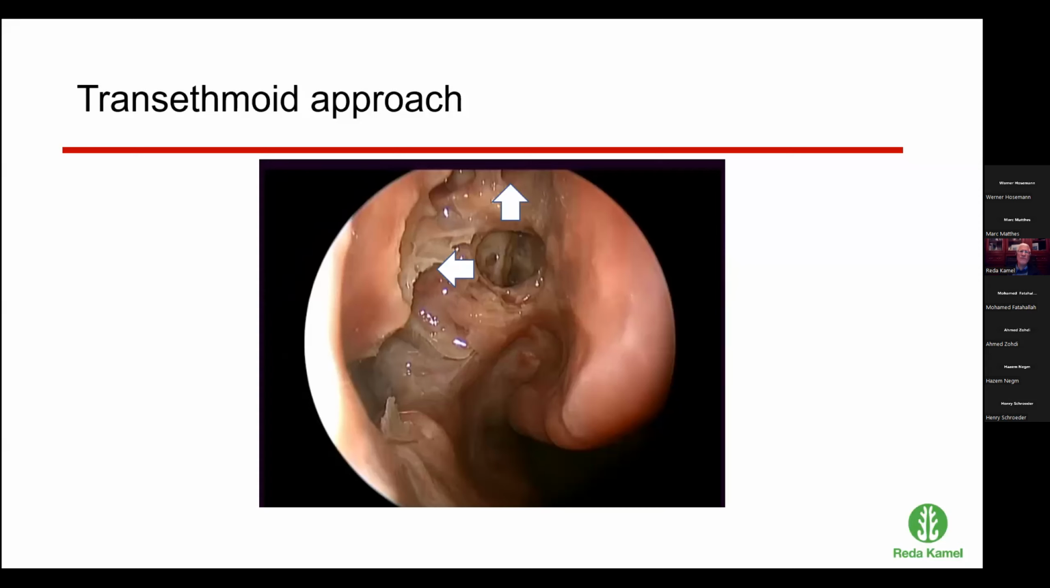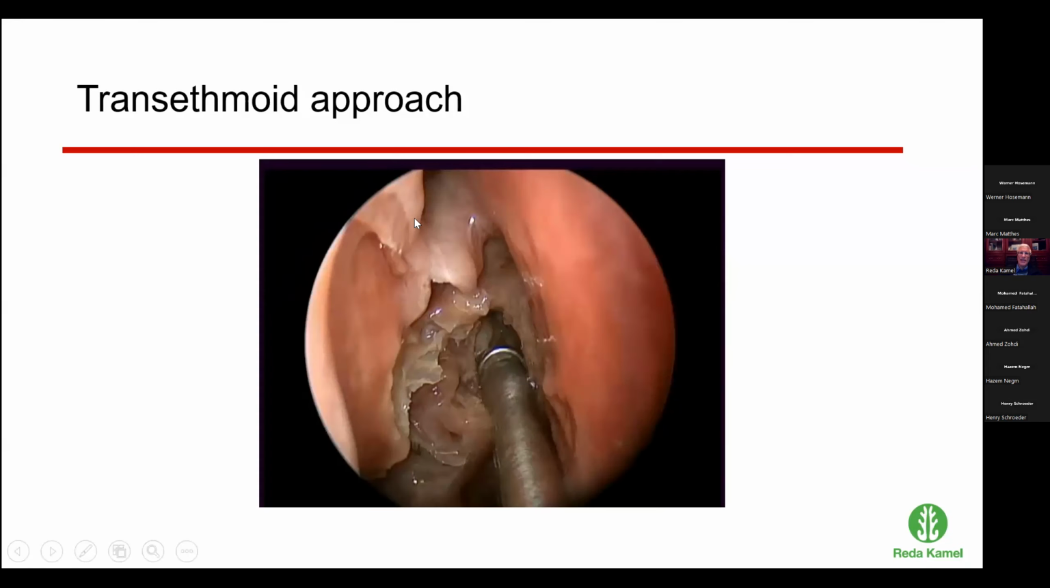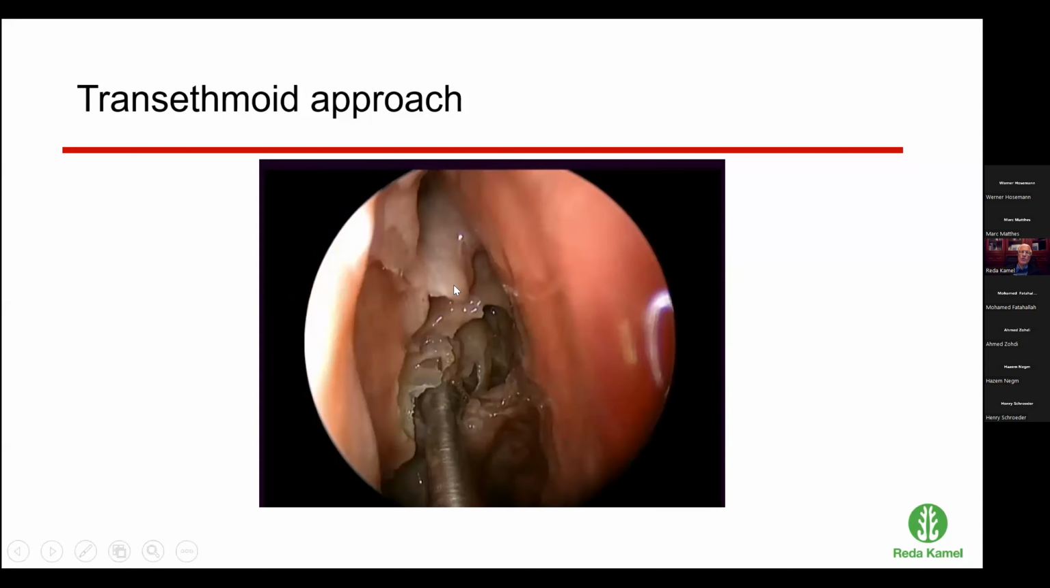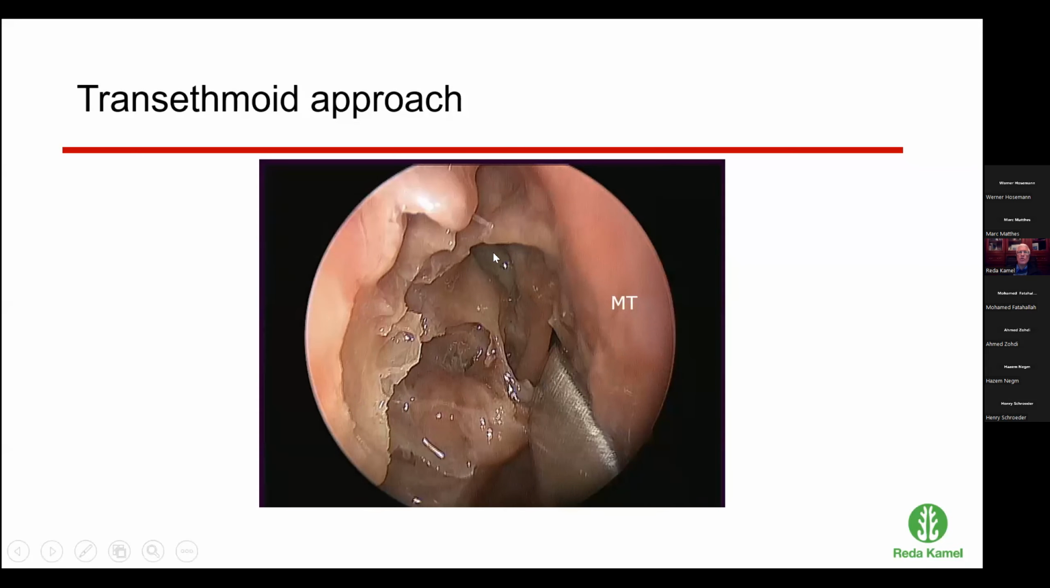But one should be very careful. Why? Because proceeding superiorly, skull base, proceeding laterally, lamina papyracea, and here we are removing the basal lamella to go into the posterior ethmoid. Going into the posterior ethmoid will give us a very good chance to remove the posterior ethmoid air cells. But whenever we are going up there, one should be able to identify the important anatomical landmarks.